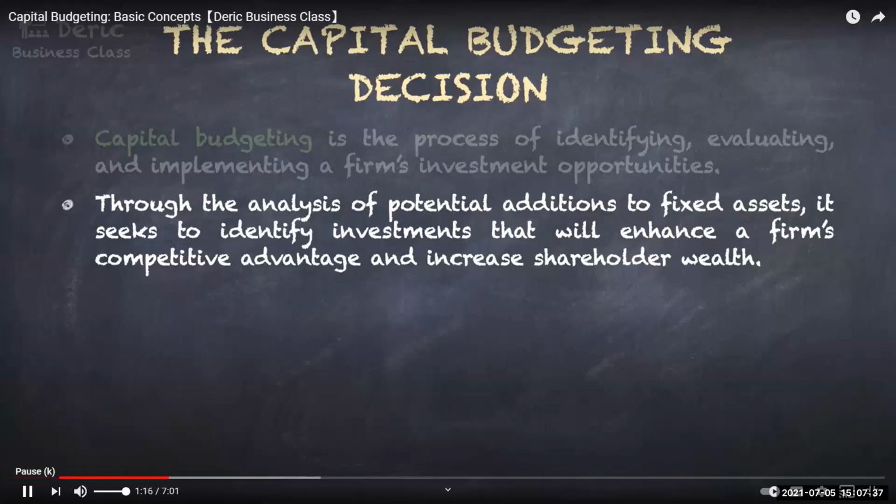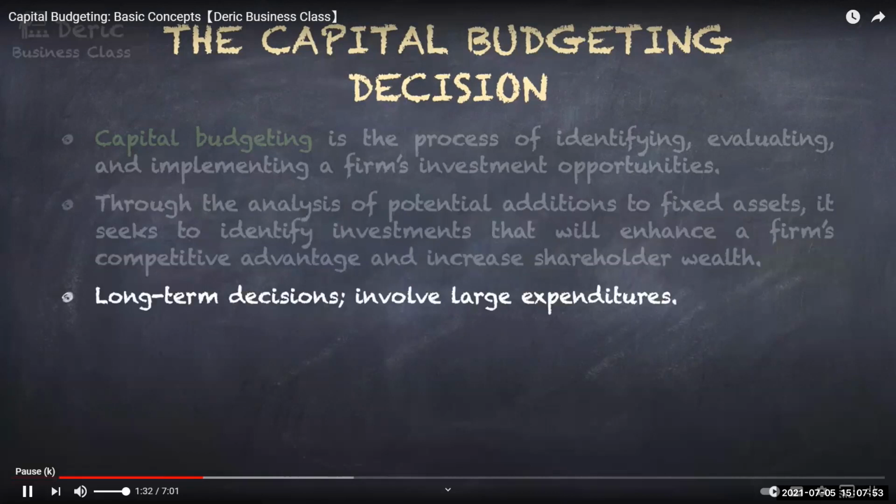Competitive advantage is an attribute that enables a company to perform better than its competitors. To increase shareholder wealth is the same as to increase the share price or the value of the company. It is in line with the goal of shareholder wealth maximization. Capital budgeting deals with long-term decisions, which involves large expenditures. For committing a large sum of spending, the company has to be very cautious.